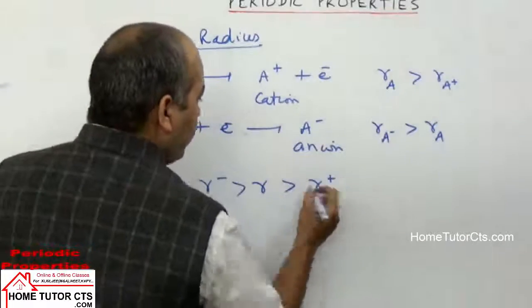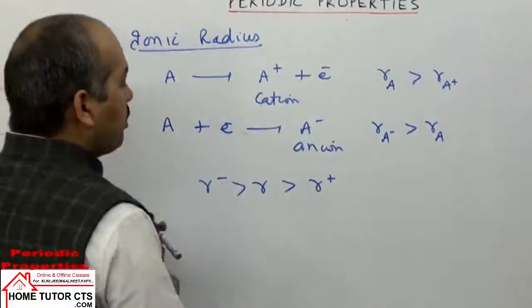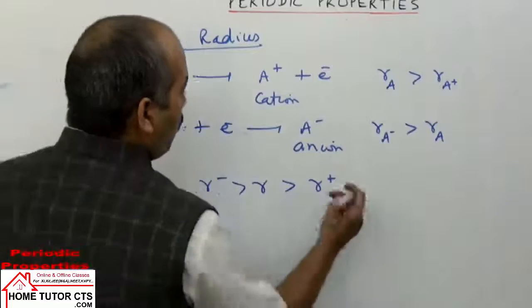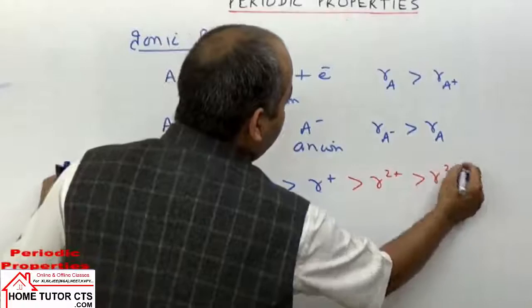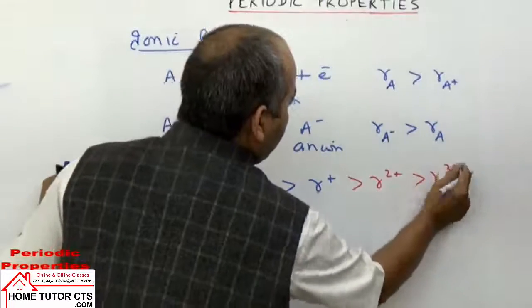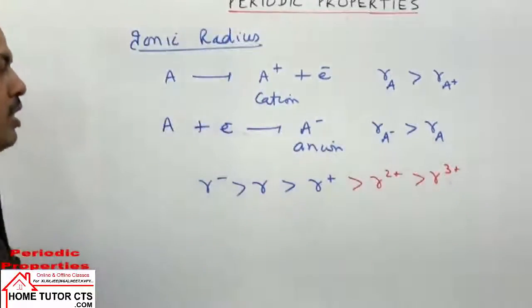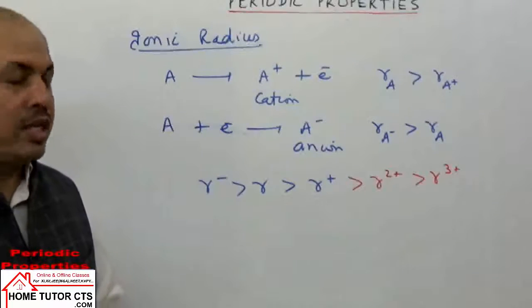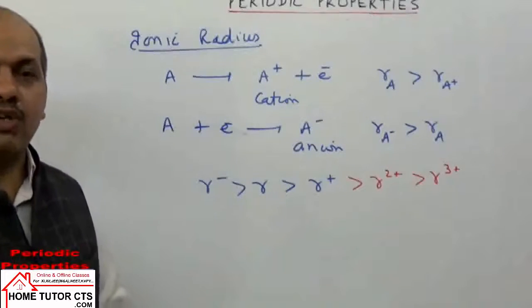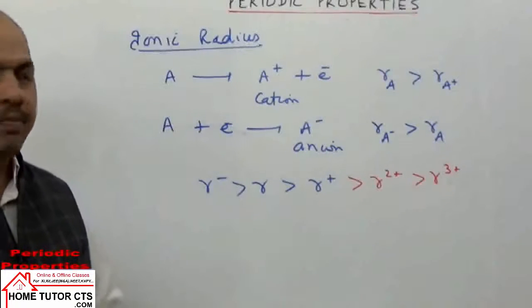You can see clearly further that if the atom loses more electrons, forming a cation of high positive charge, the size becomes smaller and smaller. If the atom has more and more positive charge, the size keeps decreasing, because more and more positive charge means more and more attraction of the electrons by the nucleus.